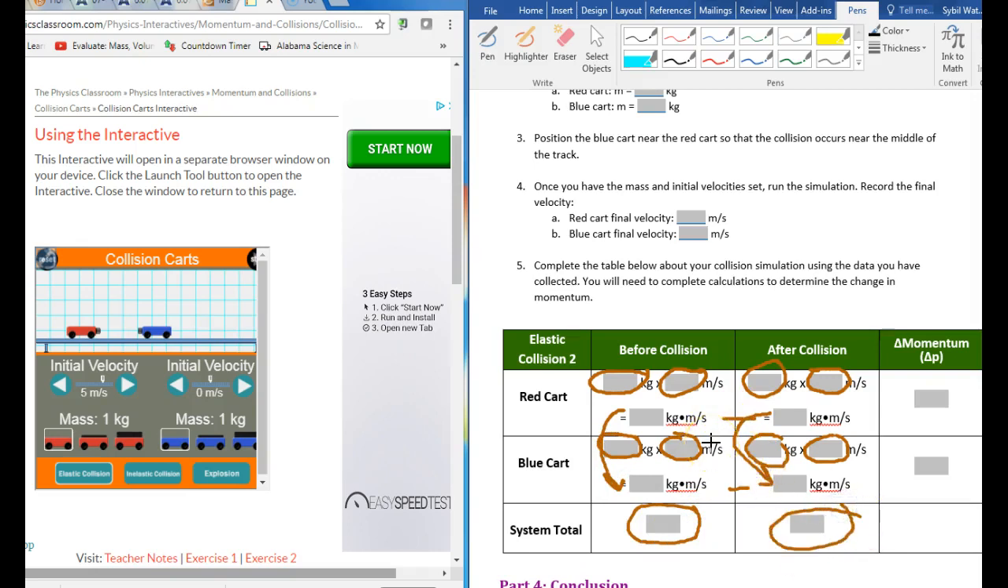What you should see, hopefully, is that your system total before and after is the same. That's what the law of conservation of momentum says, that momentum before anything occurs should be the same as momentum after, as long as there's no energy coming in from outside the system, which here we just have two cars colliding. So there shouldn't be any energy entering from outside the system.